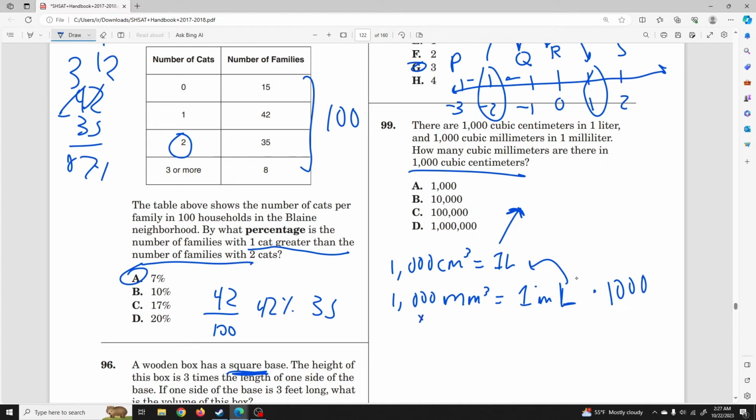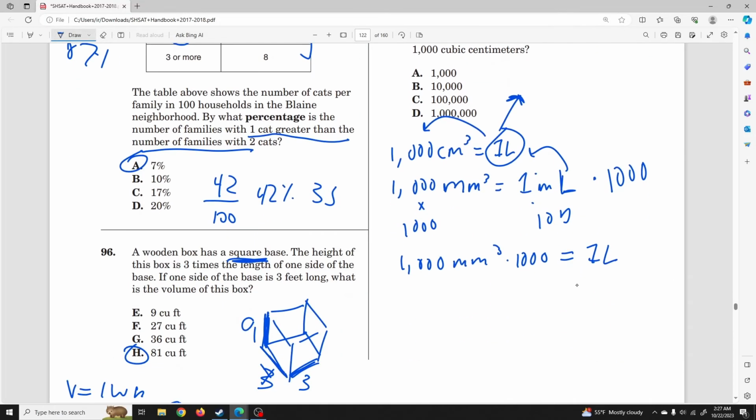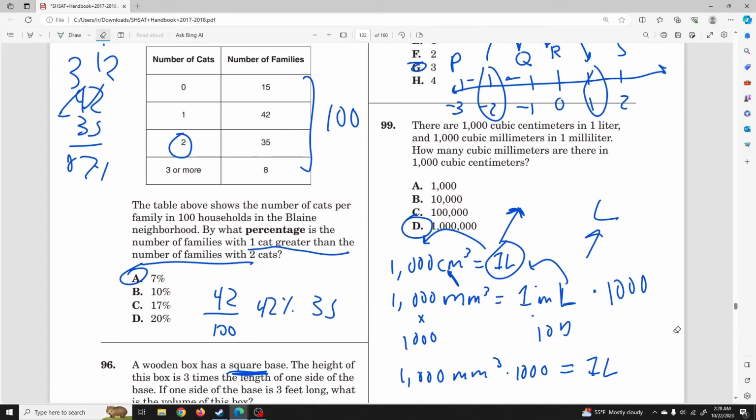So if we multiply both of these by 1,000, all of a sudden we have 1,000 millimeters cubed times 1,000 is equal to 1 liter, right? Now, what is also equal to 1 liter? Well, 1 liter is equal to 1,000 centimeters cubed, or cubic centimeters, right? So all we have to do is just make this milliliter into liters, and we already know what's equal to a liter, 1,000 cubic centimeters, right? So 1,000 times 1,000 is 1 million. So 1 million cubic millimeters is going to be equal to 1,000 cubic centimeters. I just put it in terms of liters.